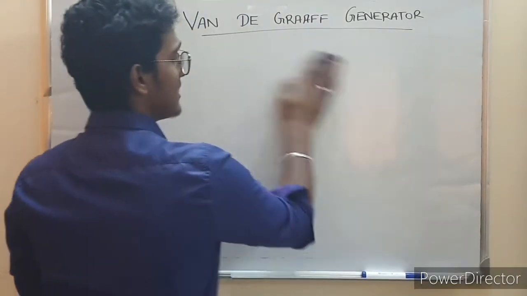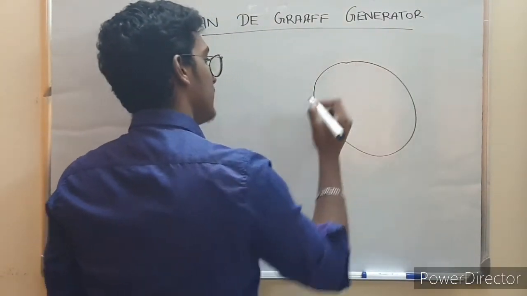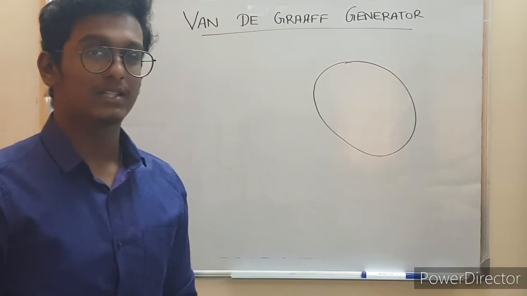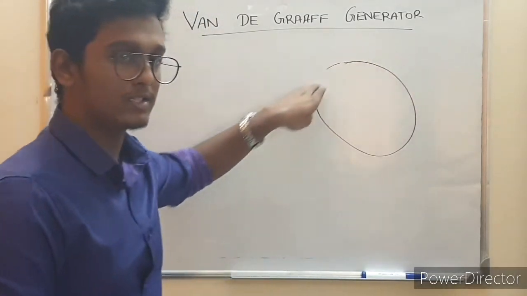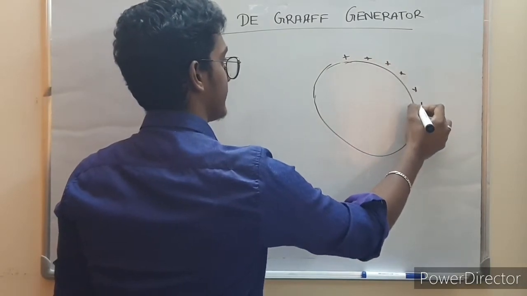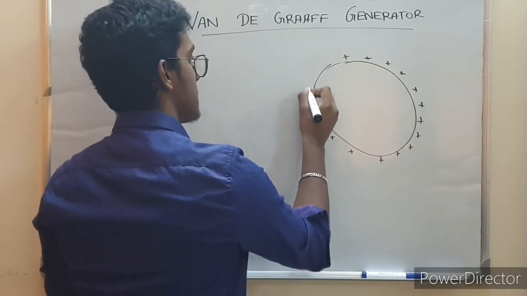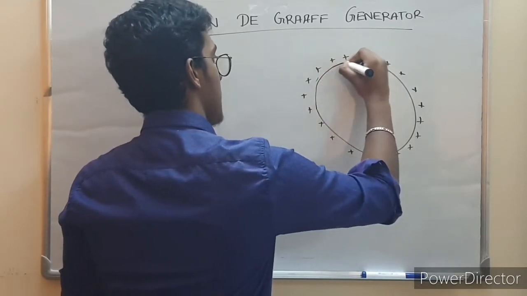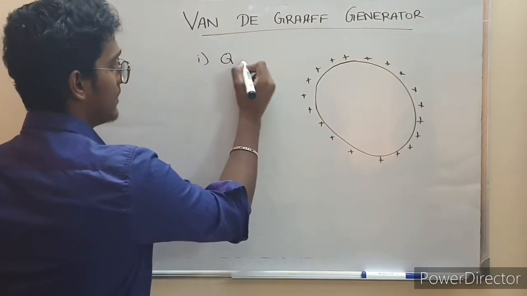So let's consider a hollow metallic conductor sphere with charge capital Q. We already saw that charges always lie on the surface, so that charge capital Q is going to distribute equally on the outer surface area. Charge Q, plus plus plus plus. Okay, so this is the first apparatus we have, with charge Q distributed.